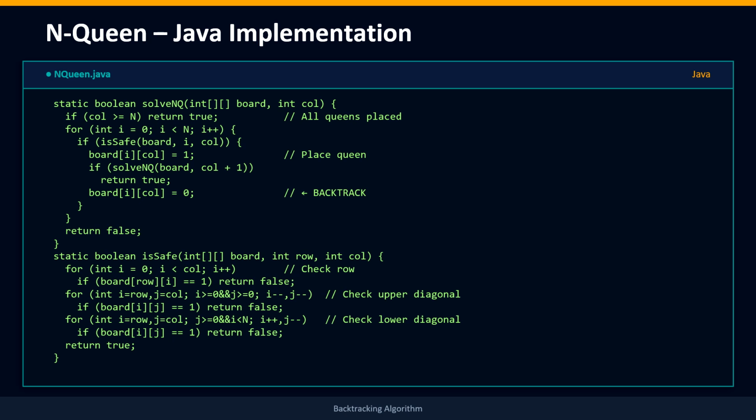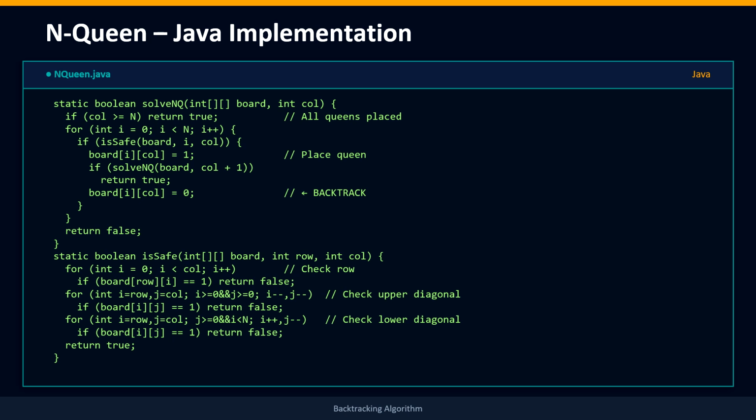Next, we have a function called isSafe. This function checks whether placing a queen at a given position is valid. It checks three conditions. First, the same column. Second, the left diagonal. Third, the right diagonal. If any queen is already present in these directions, then the position is not safe.